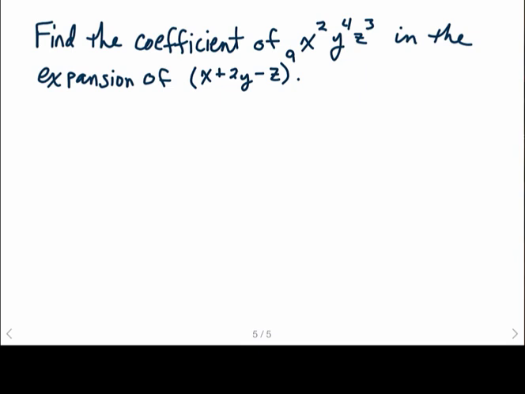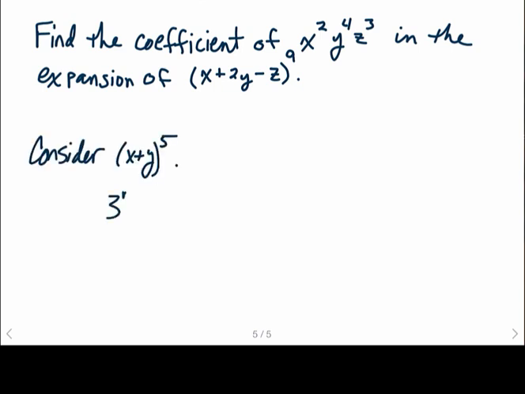Next, we're going to see how this extends to trinomials. And this is our last example. Find the coefficient of x squared y to the fourth z cubed in the expansion of x plus 2y minus z, that quantity to the ninth power. I'm not going to write down anything like a sum, but what I want to do is consider a term in the expansion of x plus y to the fifth power.